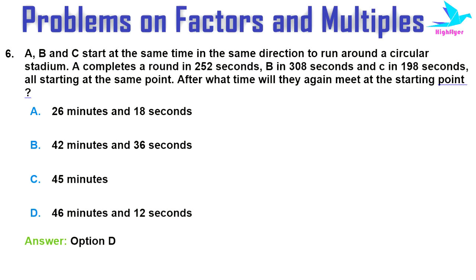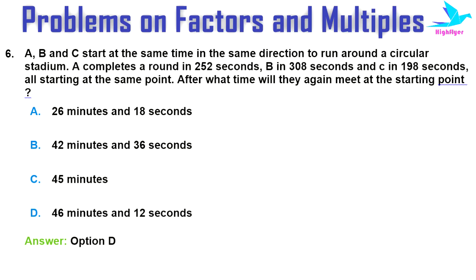Next question. A, B and C start at the same time in the same direction to run around a circular stadium. A completes a round in 252 seconds, B in 308 seconds and C in 198 seconds, all starting at the same point. After what time will they again meet at the starting point? The options are 26 minutes and 18 seconds, 42 minutes and 36 seconds, 45 minutes, 46 minutes and 12 seconds. The right answer is option D, 46 minutes and 12 seconds.